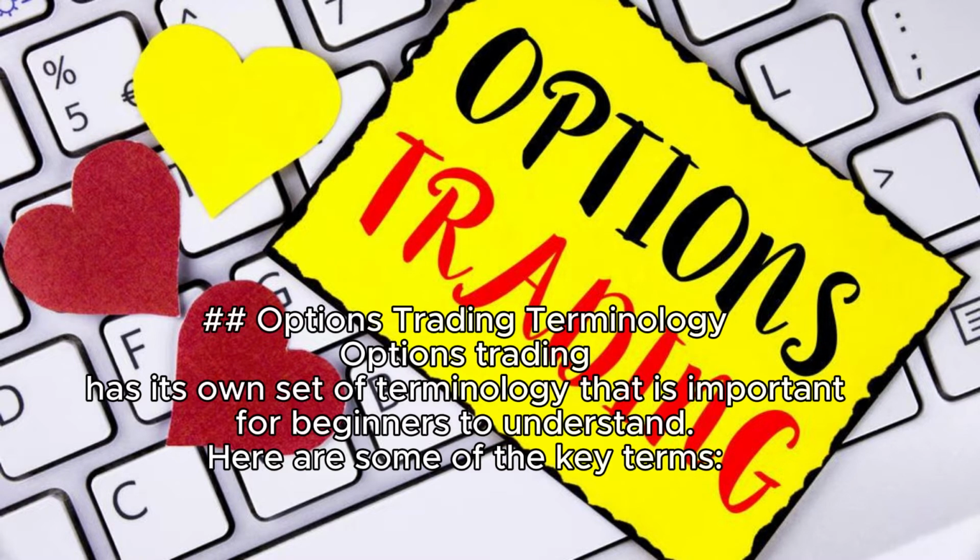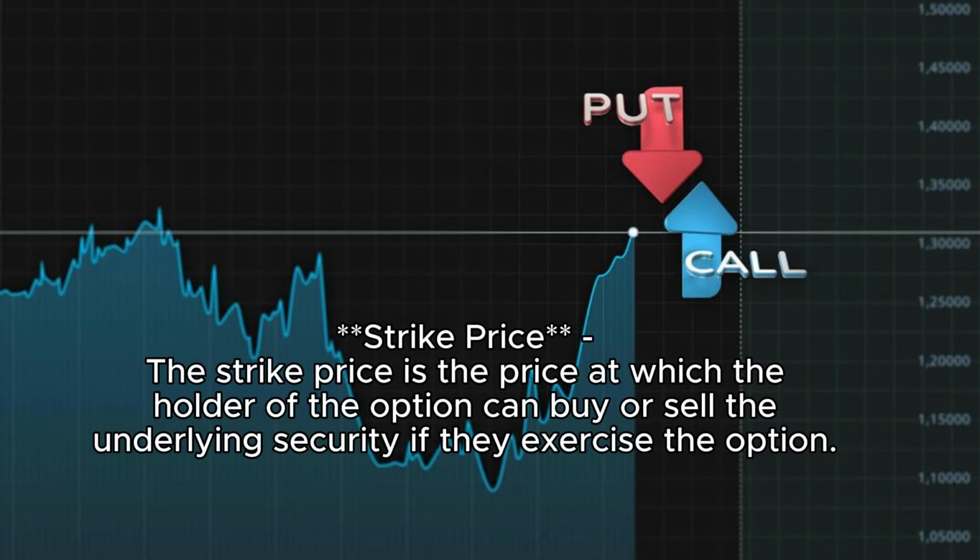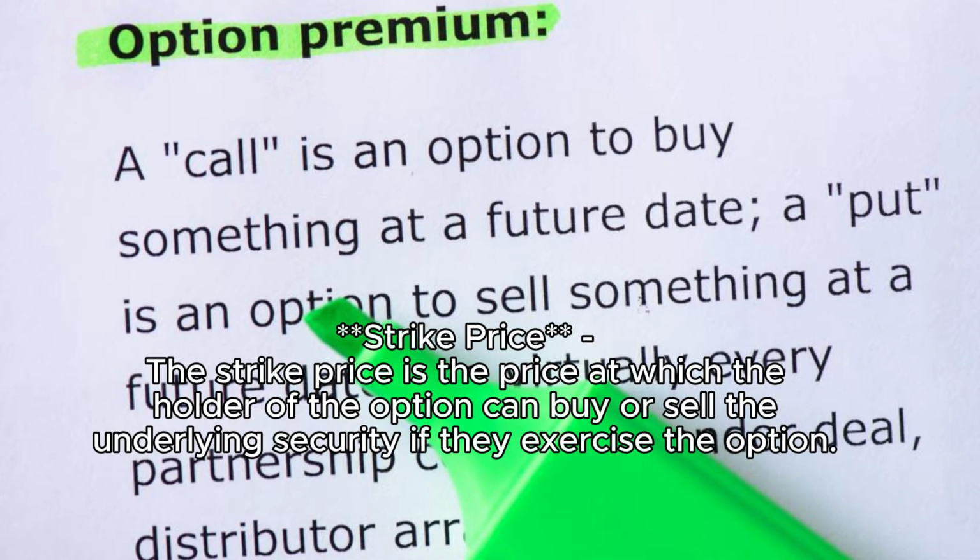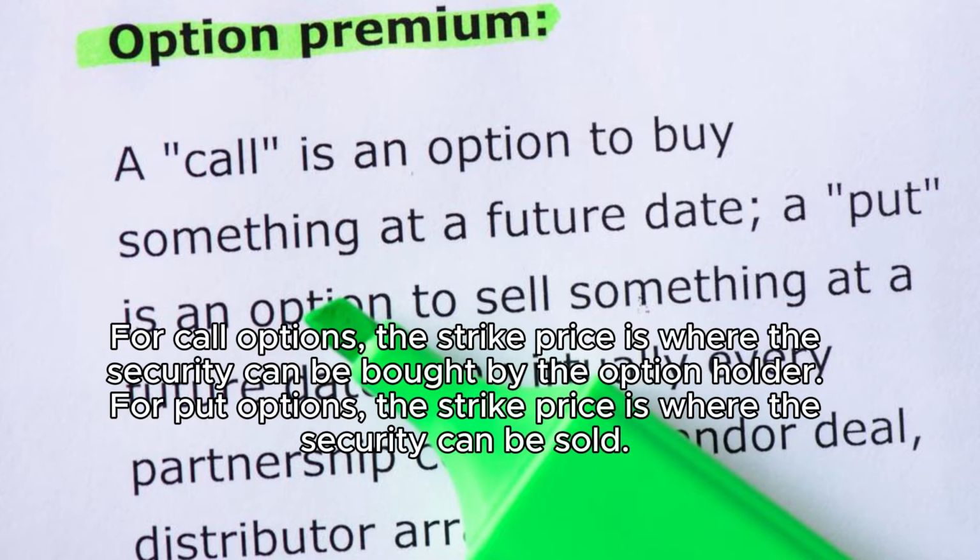Options trading has its own set of terminology that is important for beginners to understand. Here are some of the key terms. Strike price. The strike price is the price at which the holder of the option can buy or sell the underlying security if they exercise the option. For call options, the strike price is where the security can be bought by the option holder. For put options, the strike price is where the security can be sold.